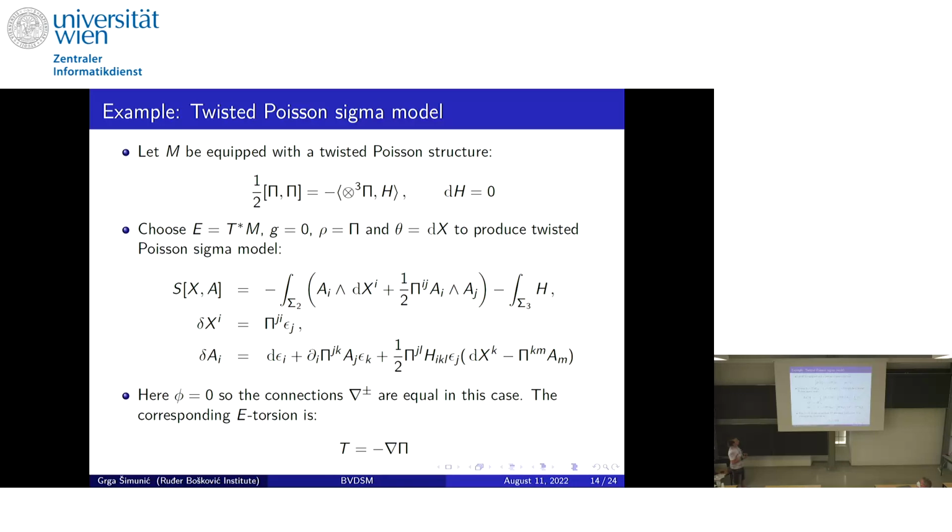Also, what I want to mention, this g equals 0 condition that I have put here is not necessary, but we could have allowed g to be something, and we would get a more complicated action, like an extra metric term, and there would be some extra terms in the transformation of A. In this special case, when g equals 0, which is possible for the Poisson case, the phi is equal to 0, and the two connections nabla pi plus minus just become the one connection nabla omega that we had at the beginning. The corresponding E torsion of this one connection is just nabla pi.